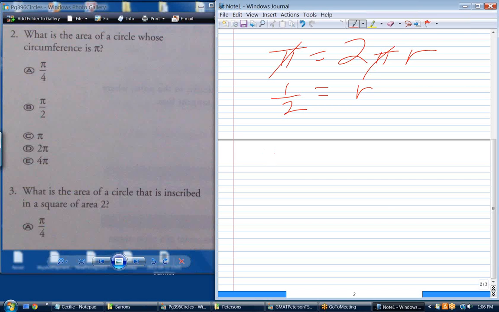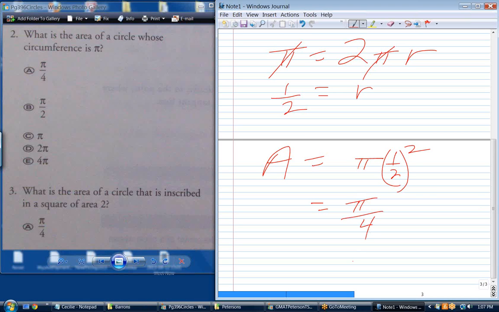Okay, so now what is the area of a circle whose radius is 1/2? Pi r squared. What's that equal to? Well, a half times a half is a fourth. Okay, so that's the answer. In other words, we square the numerator, we square the denominator, so this is the same thing as that, but they show it this way, so we have to recognize that as the same thing.